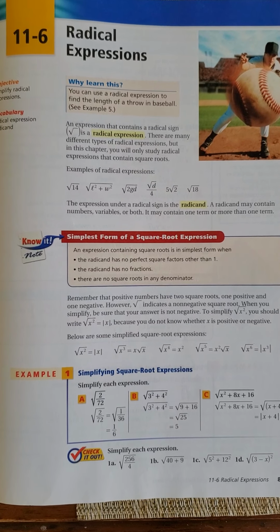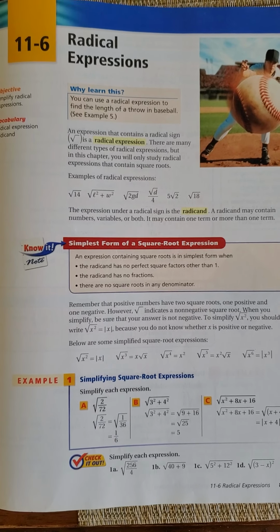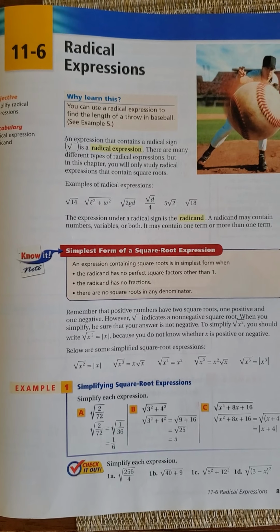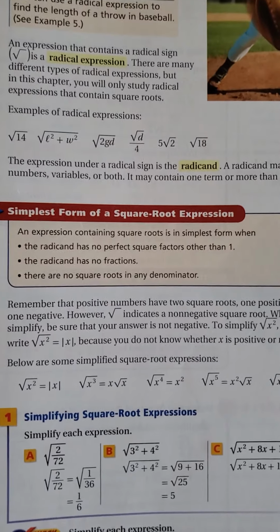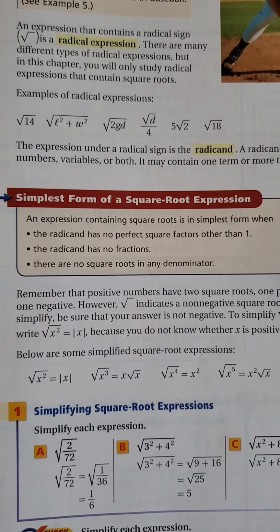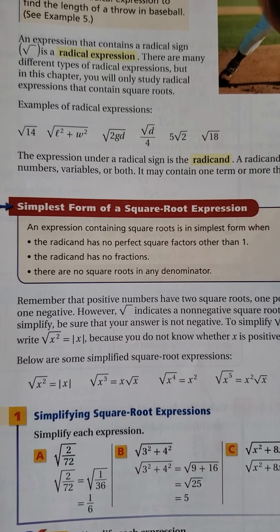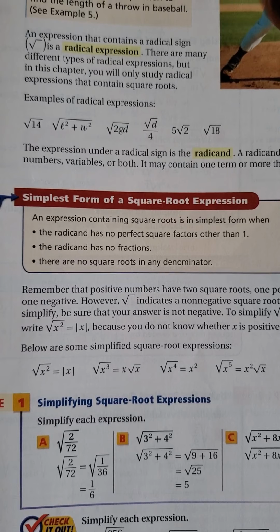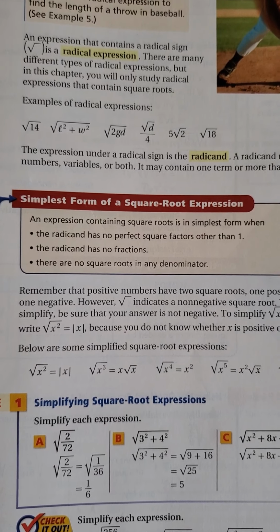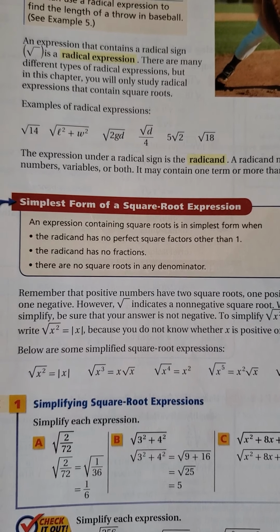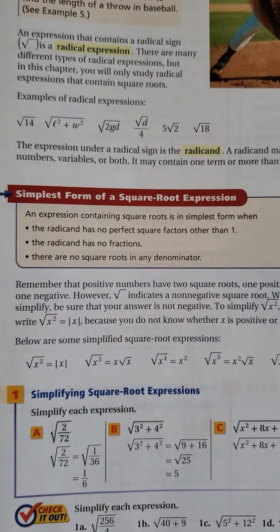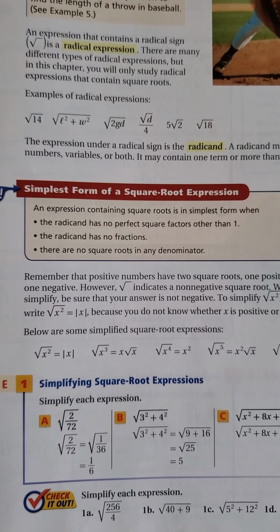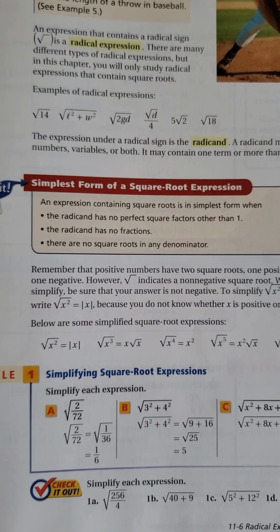We did a little bit with square roots earlier this year, you might remember, and that's what this topic is. Radicals are another word for square roots. What we are trying to do is simplify a square root expression. An expression is in simplest form if there are no perfect square factors other than 1 under the square root, there are no fractions, and there are no more square roots in any denominator.